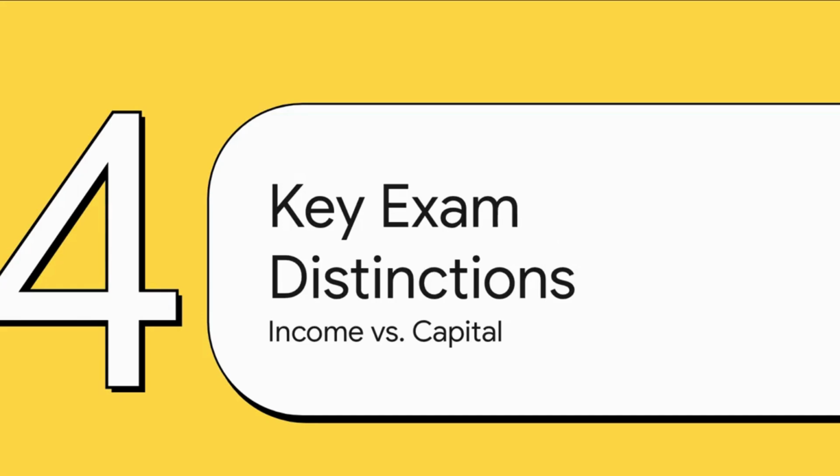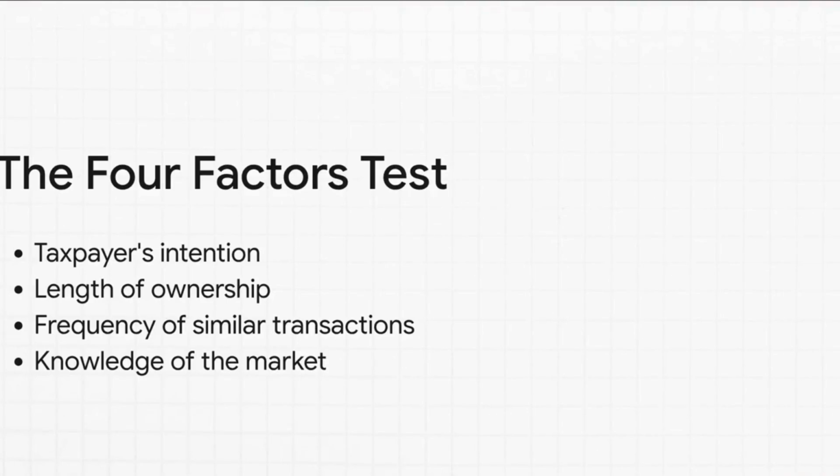And for our last section, we're going to tackle a fundamental judgment call that comes up all the time, deciding if a sale results in business income, which is fully taxable, or a capital gain, where only half is taxed. To make that call, you've got a framework. You need to look at the person's intention, how long they held the property, how often they do these kinds of deals, and their background knowledge. But the most important point here is not just to list these factors, but to actually apply them to the facts of the case and argue for your conclusion.